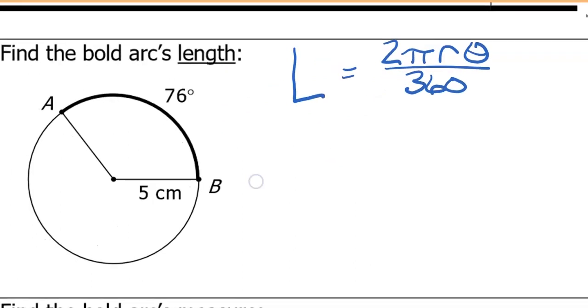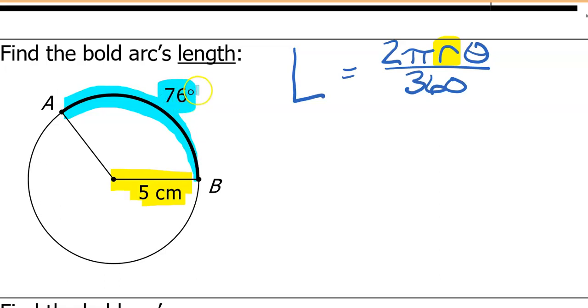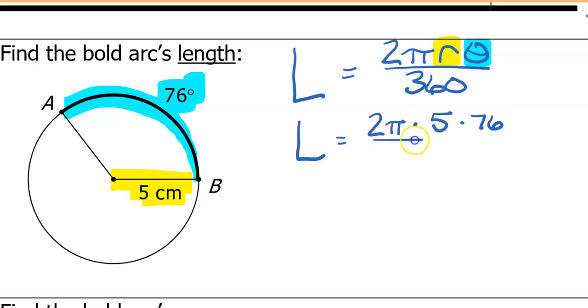Okay, so let's see what we have. They gave me 5 centimeters. So I look at what I have in my formula. 5 centimeters is the radius. They also gave me the 76 degrees, and it's as simple as noticing those degrees up there that tell me that that's theta rather than anything else. If it's in degrees, it's got to be theta. So 2 times pi times 5 times 76 degrees, divided by 360.